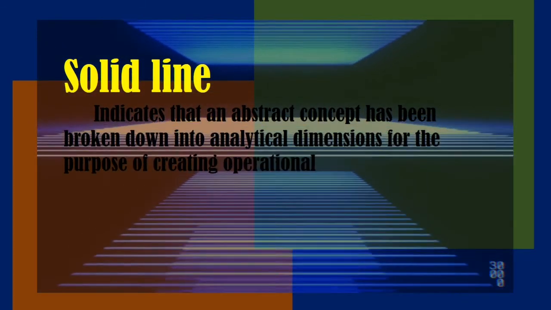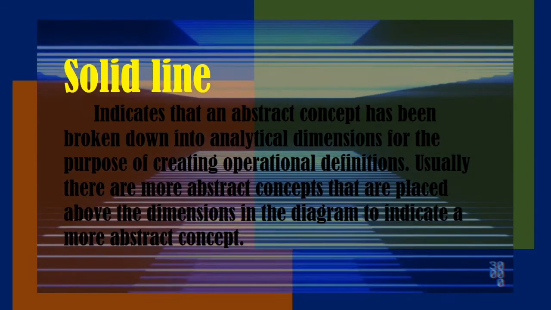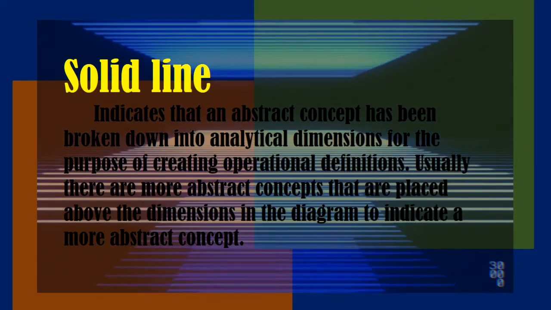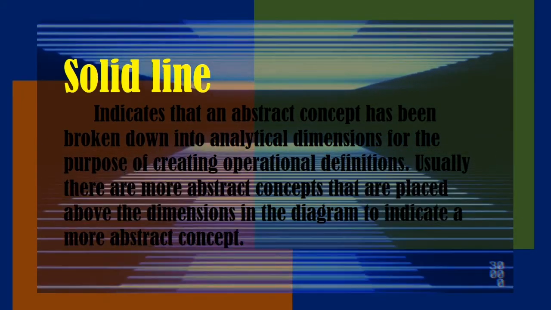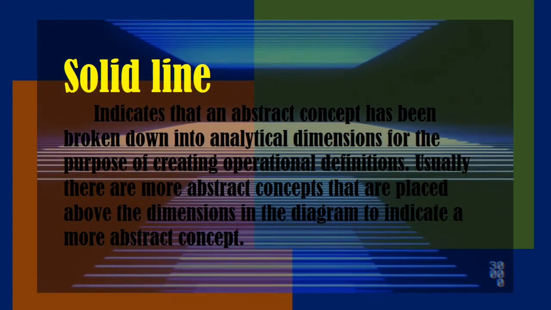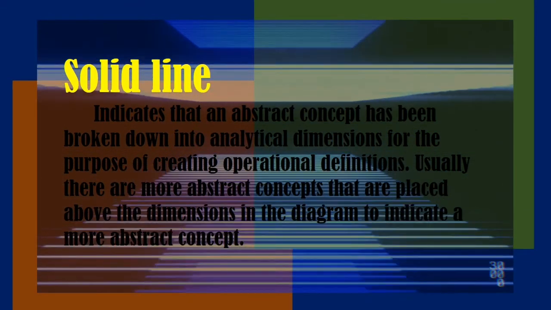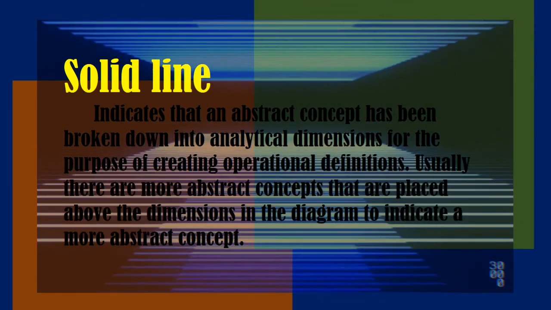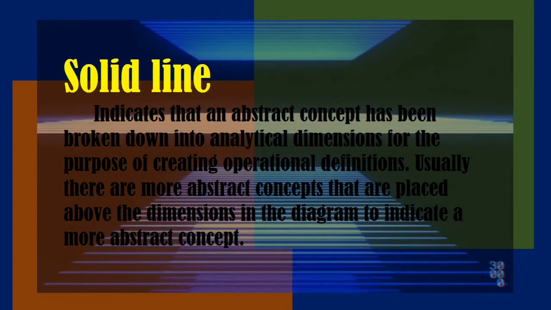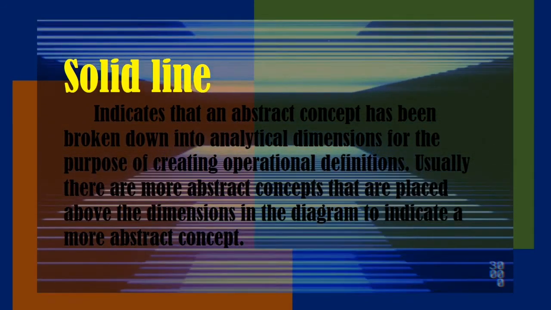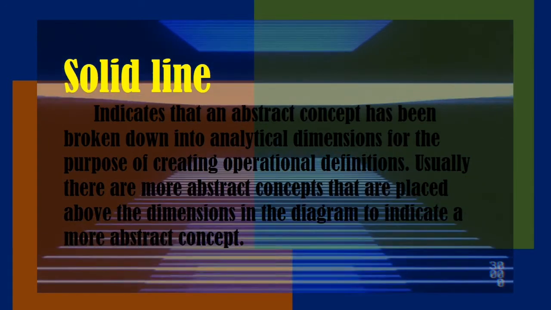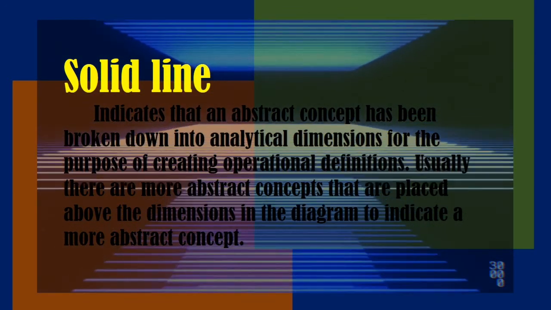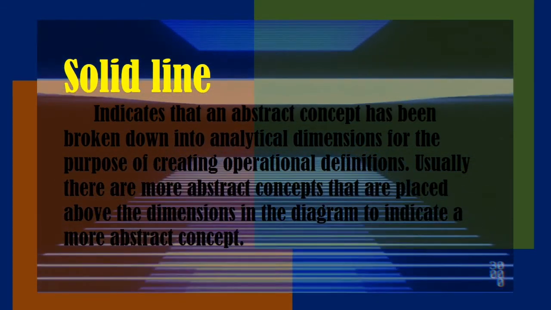Now, sometimes you may use a solid line in your framework. A solid line indicates that an abstract concept has been broken down into analytical dimensions for the purpose of creating operational definitions. So you might use a solid line as long as it is only used for creating an operational definition of a certain concept or variable. Usually, the more abstract concepts are placed above the dimensions in a diagram to indicate a more abstract concept.